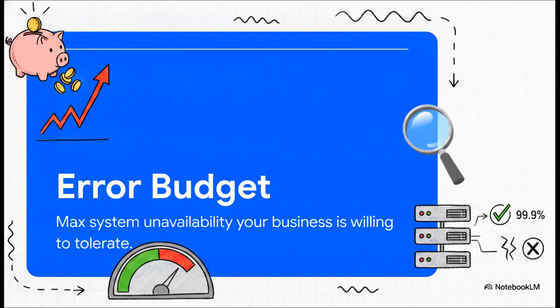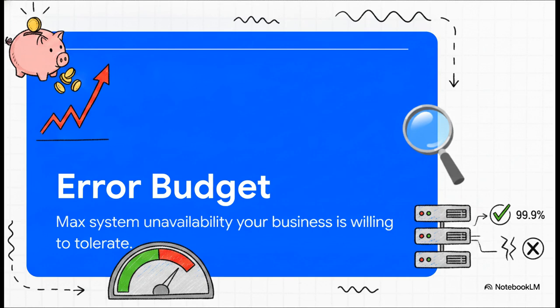To really grasp how we can build better, actually actionable alerts, we have to start with the core concept that makes this whole framework possible. An error budget is exactly what it sounds like. It's the maximum amount of system unavailability that your business is willing to tolerate. Think of it literally like a bank account for your system's reliability.